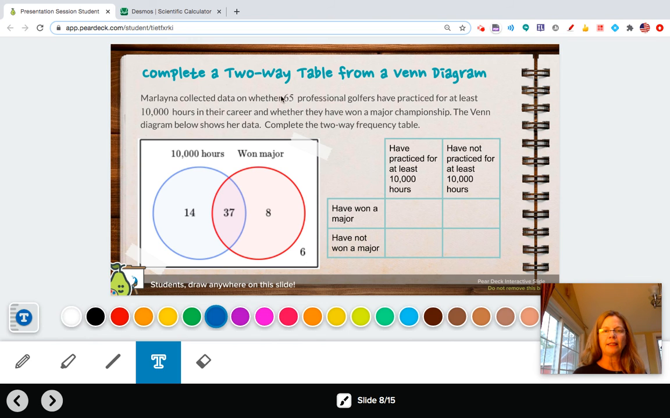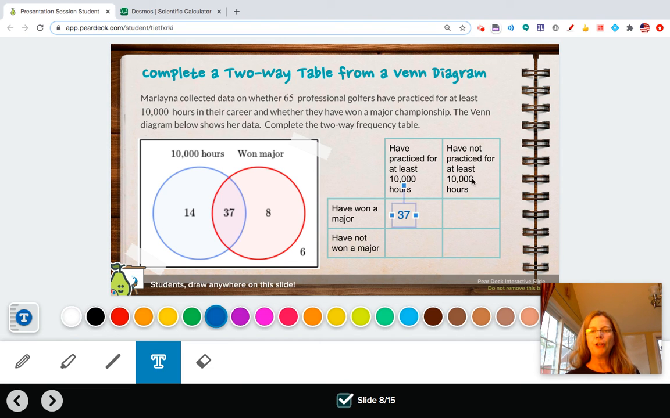And it says Marlena collected data on whether 65 professional golfers have practiced for at least 10,000 hours in their career and whether they've won a major championship. The Venn diagram shows her data. Complete the two-way frequency table. So now I'm going to look at these categories. And the number of the 65, the number who both won a major and practiced for at least 10,000 hours is 37, because that's where the Venn diagrams overlap.